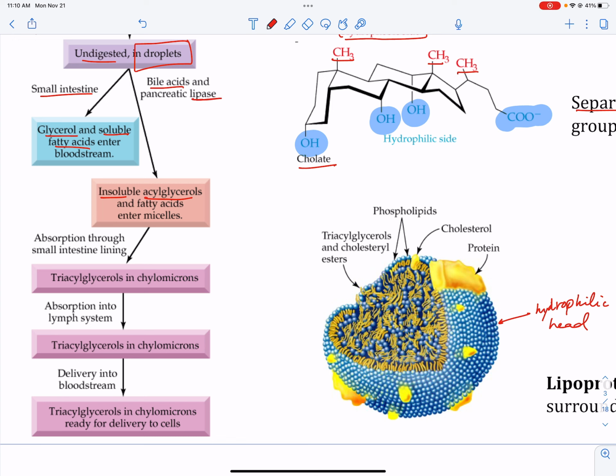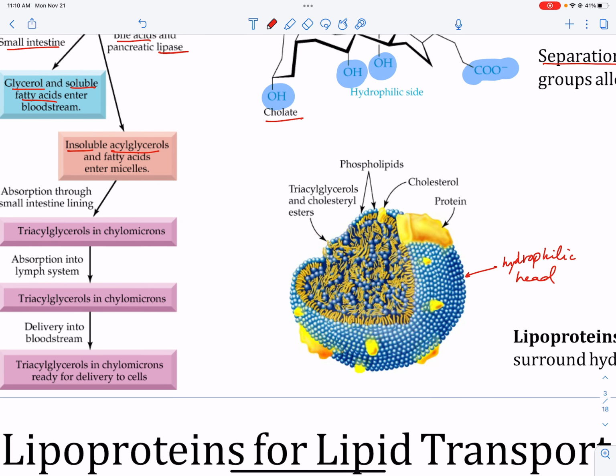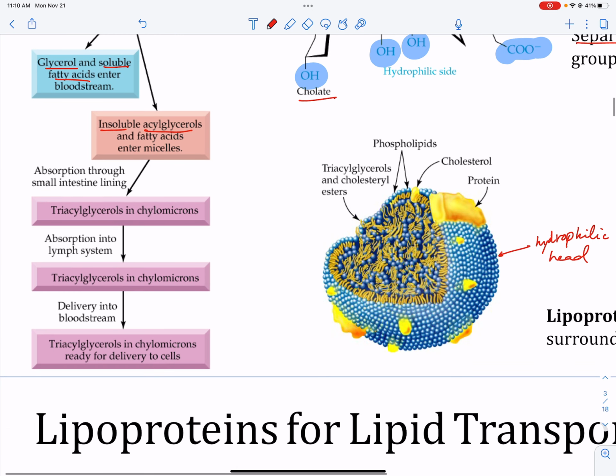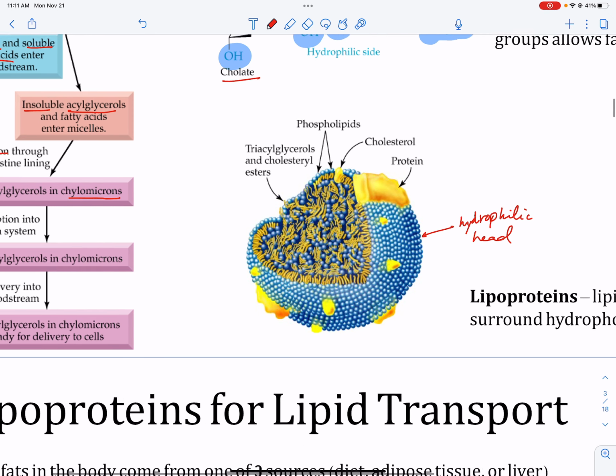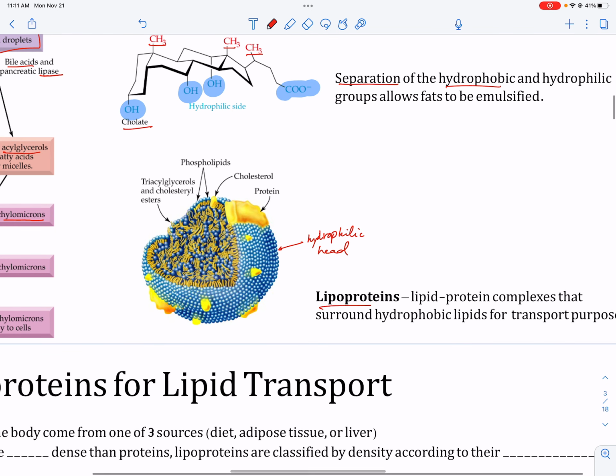Okay, so micelles kind of look down here like this blue and yellow ball-looking structure. They essentially surround fatty acids, wrap up the hydrophobic parts on the inside, and carry them through aqueous environment. They're going to be absorbed into the small intestine lining as triacylglycerols wrapped up in chylomicrons. So again, chylomicrons are kind of working just like a micelle. This right here is a picture of a chylomicron. A chylomicron is a type of lipoprotein.